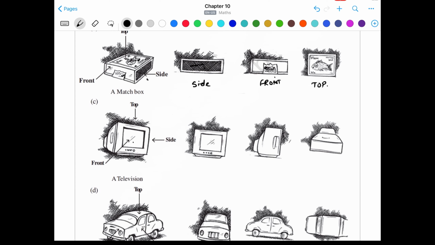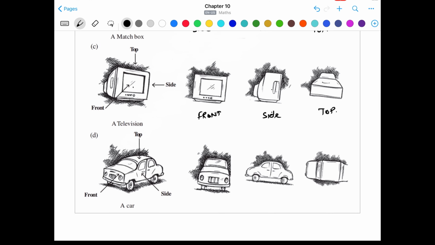Next is a television set. If we look at it from the front, it will appear like this. This one is its side view, and next one is its top view. Next we have a car. If we look at the car from here, the front side will appear like this. So this is its front view. And if we look at this car from the side, it will appear like this. So the second one is its side view. And if we look at this car from the top, it will appear like this. So that means this one is its top view. So that's the answer of question number 2 of 10.1.